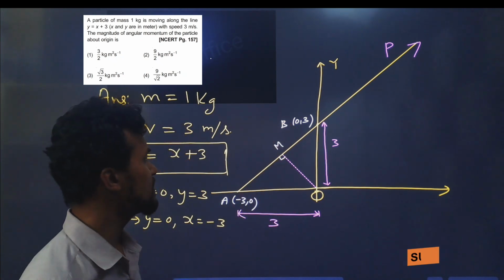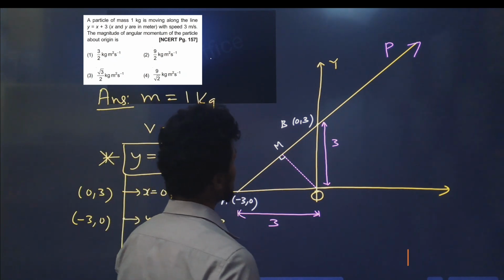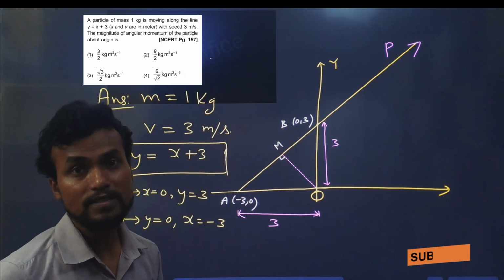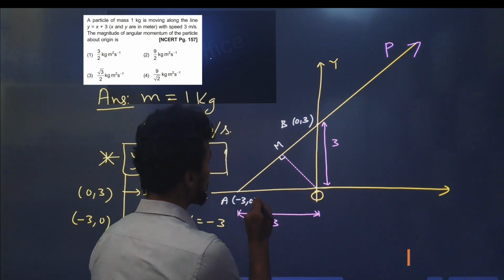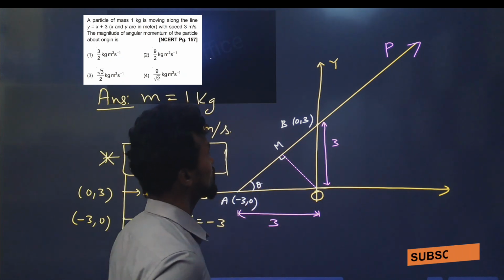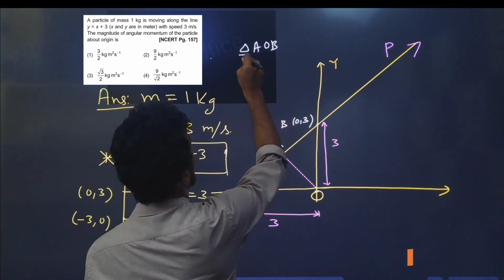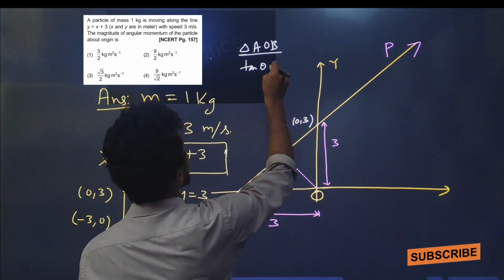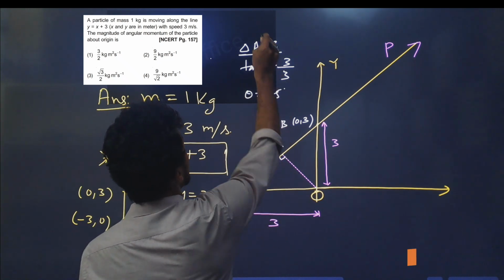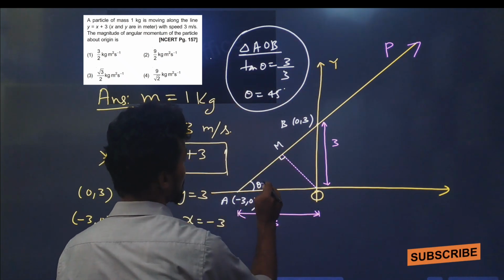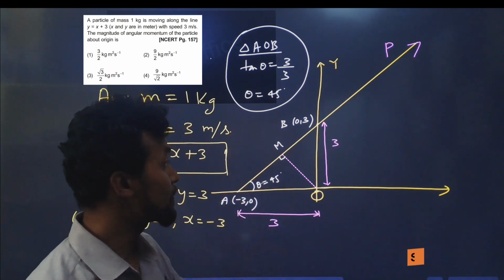Can you see the triangle AOB? In triangle AOB, you can see opposite by adjacent. Opposite is 3, adjacent is 3. So if I talk about this theta here, what will be this theta? In triangle AOB, what is tan theta? Tan theta is given by 3 by 3. That means theta how much? The theta is 45 degree, correct? So this angle is 45 degree. Now we can get this perpendicular OM.